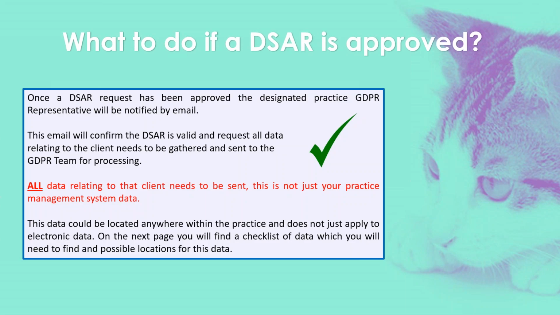So, once it's been approved, you'll get a notification email telling you that you need to start gathering this information together. Broadly speaking, all data that relates to that client needs to be sent. It's not just your PMS data. Anything pertaining to that data subject needs to be included. This data could be located anywhere within your practice. It's not just electronic formats. We're going to go through a checklist of some things that you might need to include.